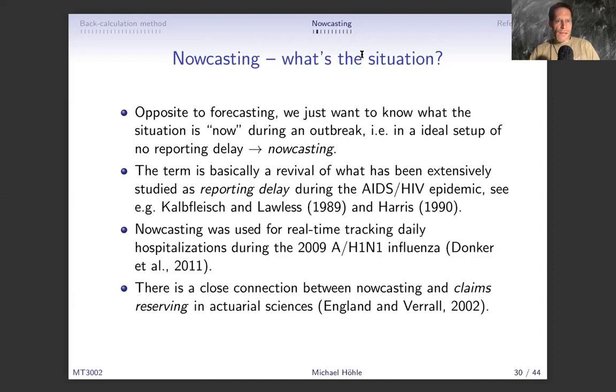And the term nowcasting is based on a paper from 2011, where it was used for the H1N1 influenza outbreak in 2009. And what is maybe interesting for some of you, I saw some of you in the survey filled out that you are following the actuarial line, is that there is a close connection between nowcasting methods and claims reserve modeling in actuarial science. So reporting triangle, runoff triangle, chain ladder, that's terminology which some of you might recognize while I go through this.